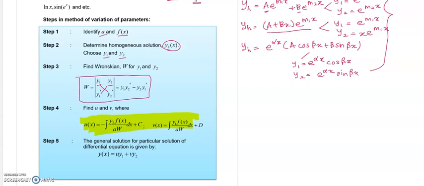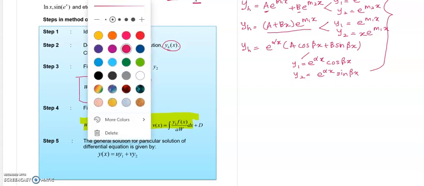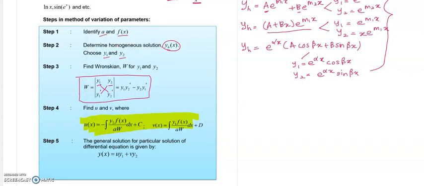I would like to highlight here the common mistake in finding u and v. Sometimes students miss this negative sign, so you need to be careful. The computation for u has the negative in front, but the computation of v is positive. I hope everybody is aware of that positive and negative.